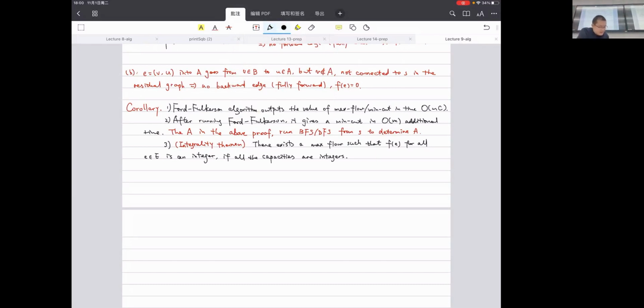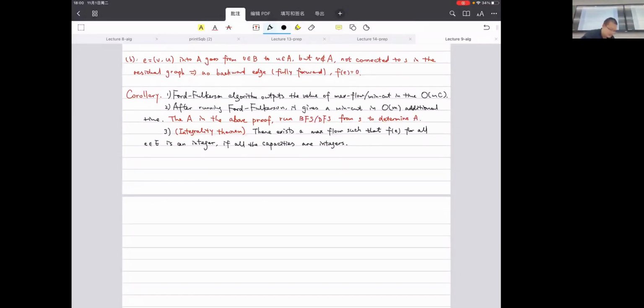Okay, so this finishes the arguments of the Ford-Fulkerson algorithm. Some additional points: in general, we can output the value of the max flow, min cut, in time O of MC, and after that, for the min cut, we just output the min cut. After we output this flow where there is no augmenting path, we run BFS or DFS from S in the residual graph to determine the set A here. Another very important thing is that there exists a max flow such that the flow value on all the edges is an integer if all the capacities are integers. So this finally finishes the argument of the max flow, min cut problem. We give an efficient algorithm to solve the problem.